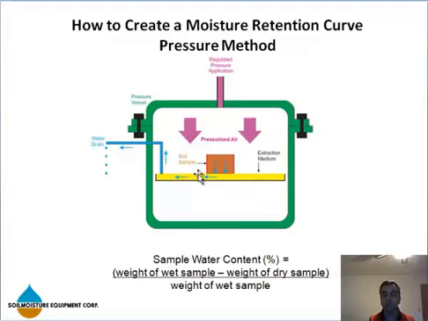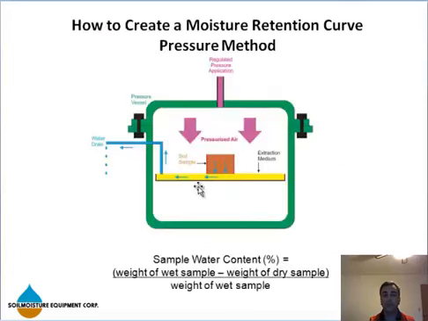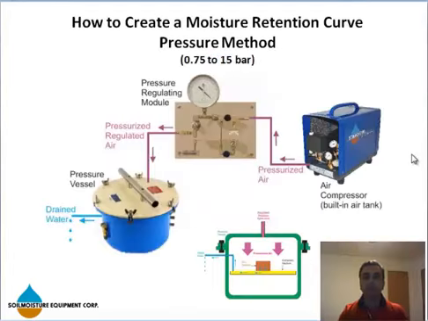You conditioned your soil at 1 bar, you measured the moisture content. Now you can go back to your curve and at 1 bar, okay, how much water I had, 10% in this sandy soil, and that's 1 point of your curve. And you can keep going, 2 bar, 3, 4, and so on and so forth, and generate more points for your curve. What I just explained to you is actually a pressure method.